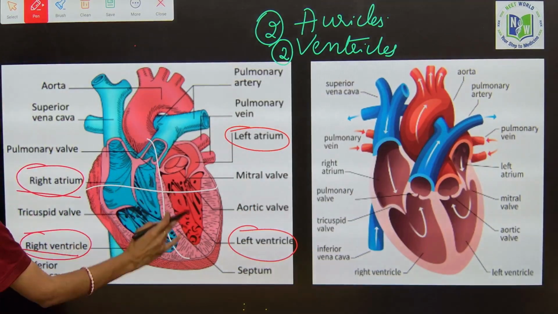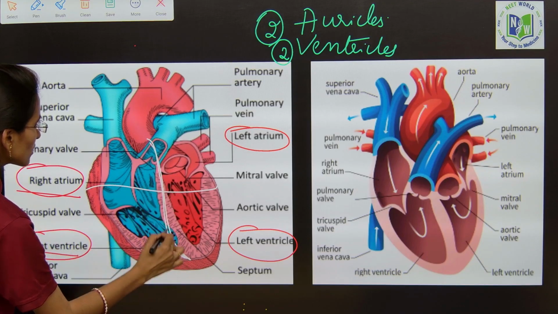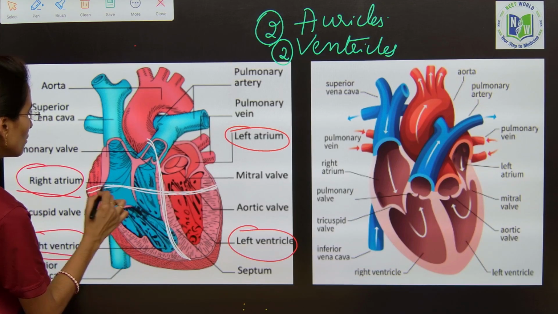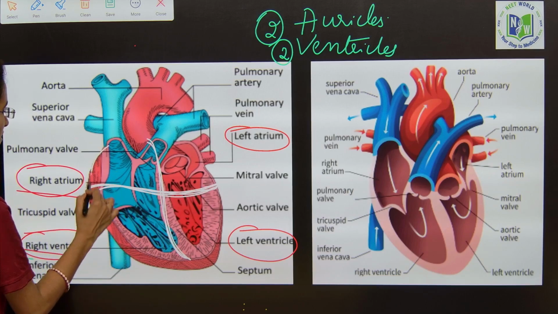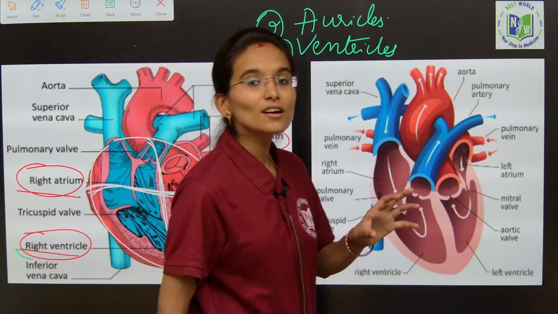Can you see this partition here? Can you see here, my dear students? So this is completely divided into four chambers. The heart is divided completely into the four chambers.